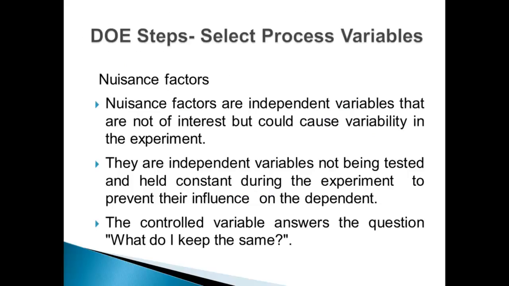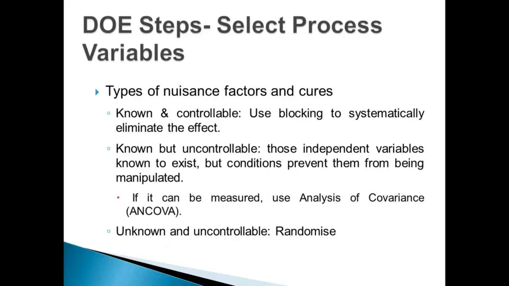We have the nuisance factors or the nuisance variables. These are independent variables that are not of interest but could cause variability in the experiment. They are independent variables not being tested and held constant during the experiment to prevent their influence on the dependent variable. The control variable answers the question, what do I keep the same?